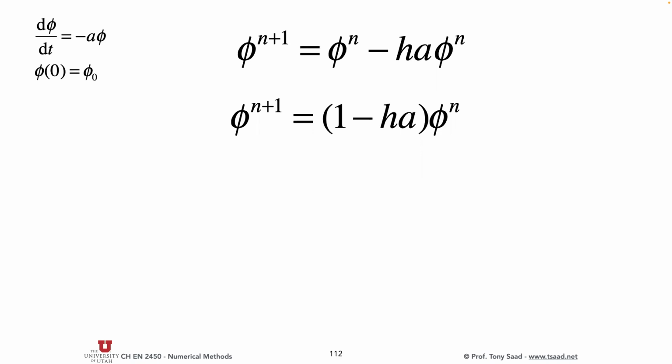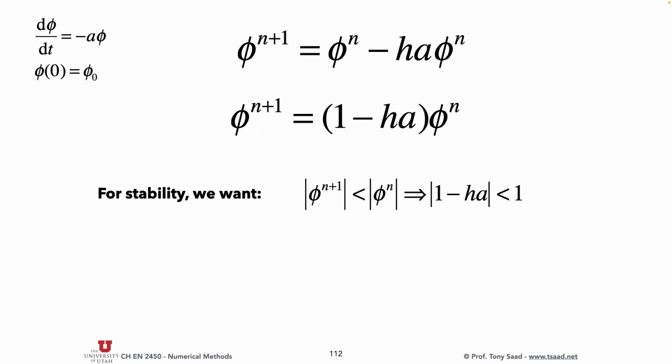Now you can combine the right-hand side and write it as phi n plus 1 equals 1 minus ha times phi n. For stability, we say that we want phi n plus 1 to be less than phi n, because these kinds of problems should be strictly decreasing. Otherwise, you don't know what solution you're going to get. You're going to go out of bounds. If it's always less than phi n, you're probably just going to go to 0 or asymptote to a specific value. So for phi n plus 1 to be less than phi n, that implies that 1 minus h times a is less than 1.